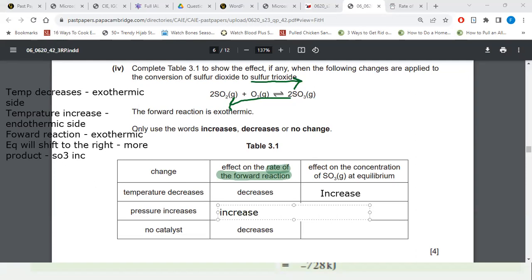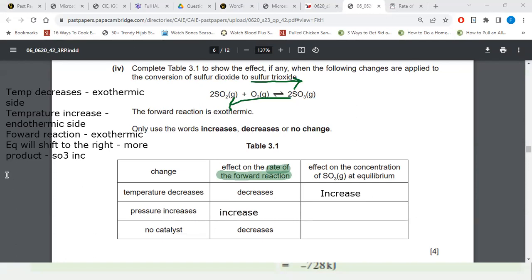When I increase the pressure, the molecules are going to get really close to each other because I'm compressing the gas. I'm pressurizing the gas. I'm pushing all the gas together. So all the molecules will gain more energy. And the molecules will come close to each other, so of course there will be more collisions happening, so the rate of reaction will increase.